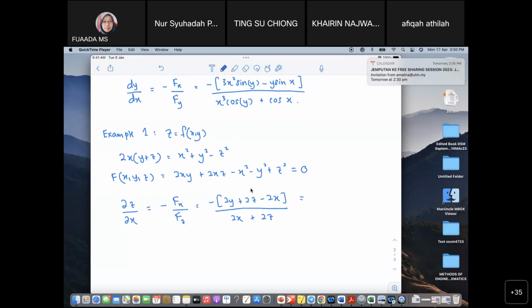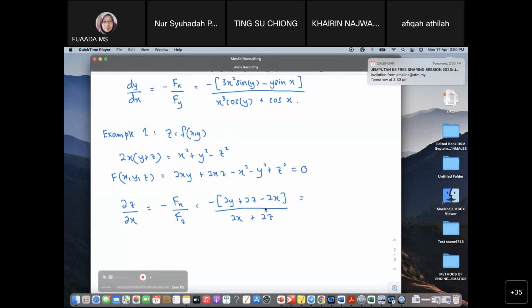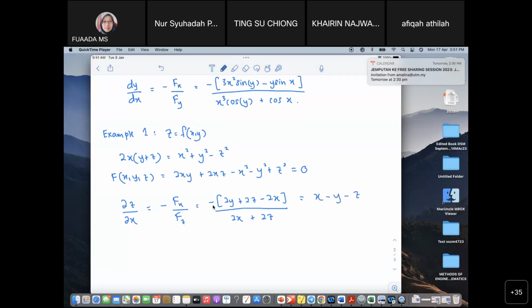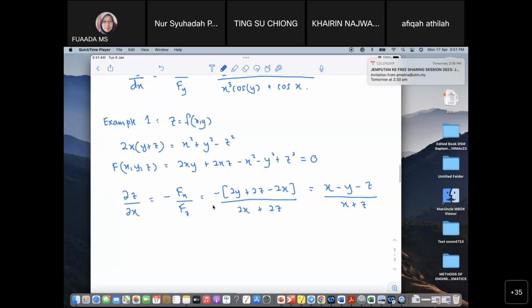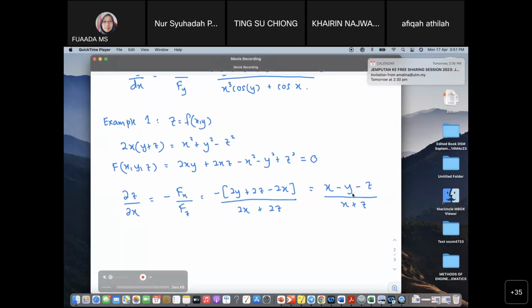Looks like we can factorize 2. Take out the 2, and what remains, when we expand the negative, you will get x minus y minus z divided by x plus z. That is our del z over del x. So you can get the answer straightforward. One step only, and you directly get the answer you want.